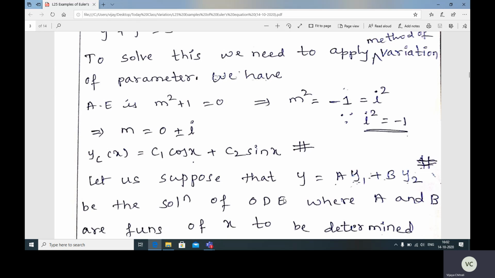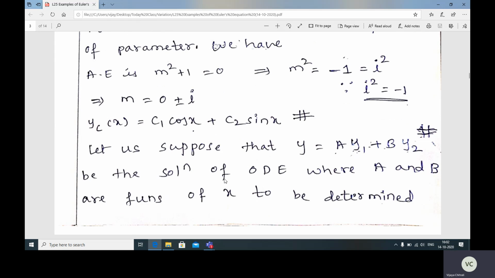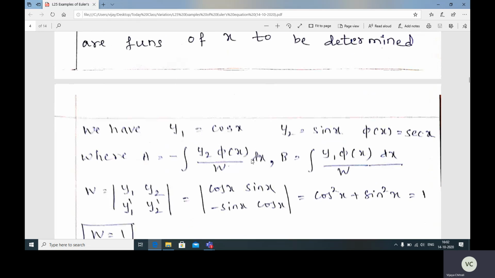Now let us suppose that y is equal to a y1 plus b y2 is the solution of the ordinary differential equation. Means we are supposing this as a solution. So here we need to find a and b. So what is a? We have a is equal to minus integration of y2 phi of x divided by w with respect to x, and b is equal to integration of y1 phi of x divided by w, integrate this with respect to x.